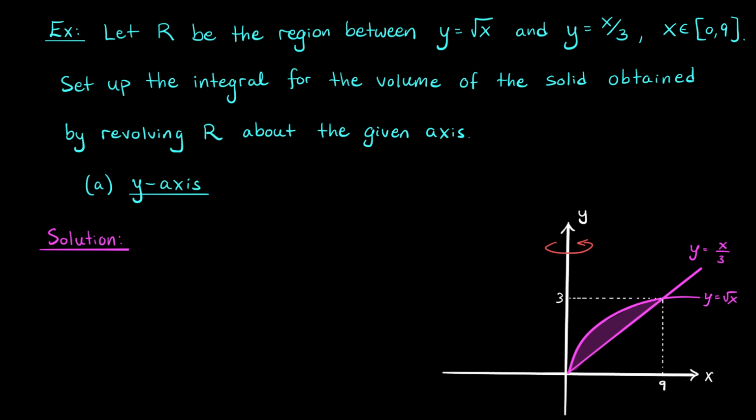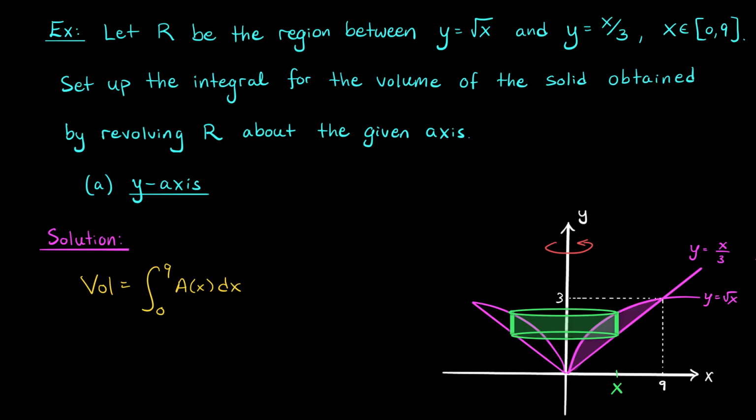To set up the integral, I have to imagine the region rotating into the screen and emerging over here, mirrored on the left-hand side. I'm going to have cylindrical shells at each x value between 0 and 9. Here's one of them. The volume of the solid is then the integral from 0 to 9 of A of x dx, where A of x is the area of the shell. It's 2 pi rh. Here r is the radius and h is the height.